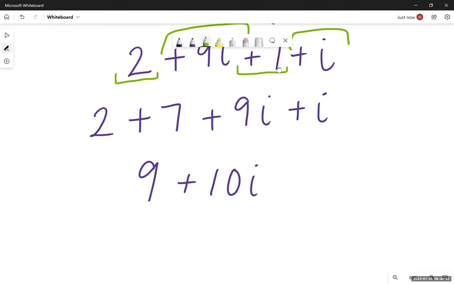And this is why. Multiplication, you're right, Isaac. But with addition, add the numbers. That's like a 1, right? Add the numbers and then keep your variable.